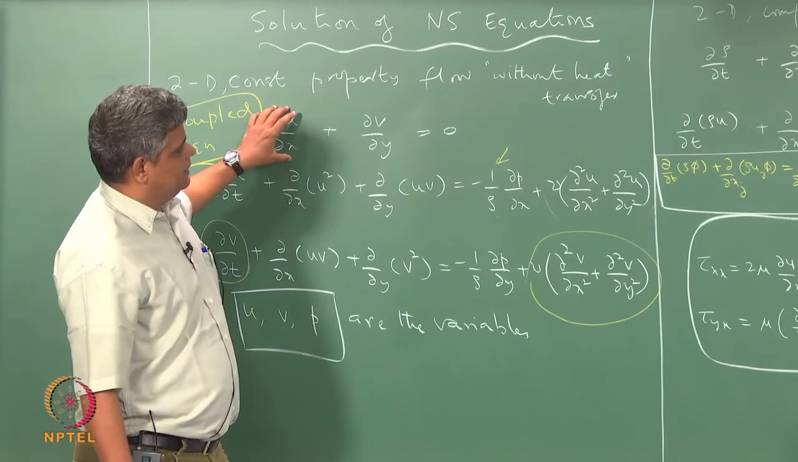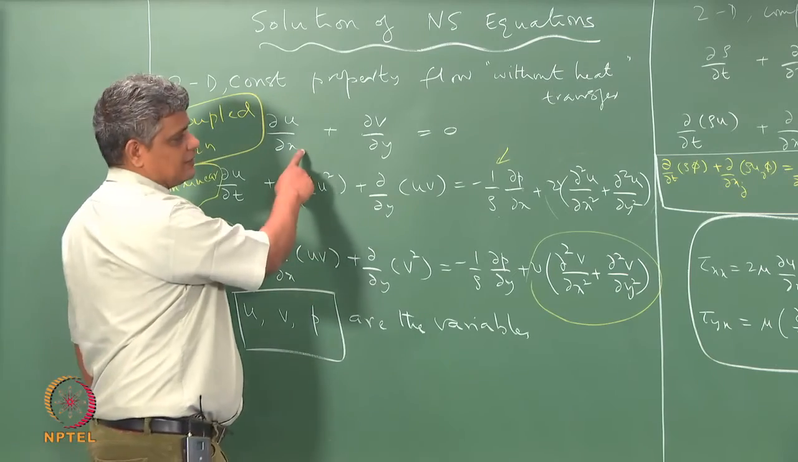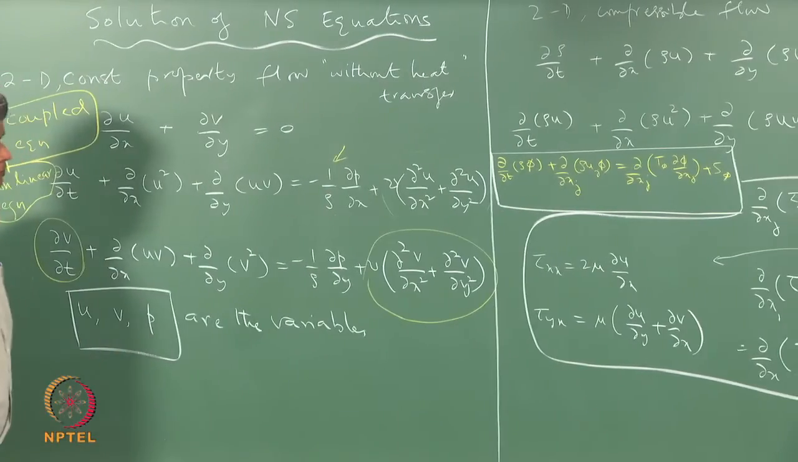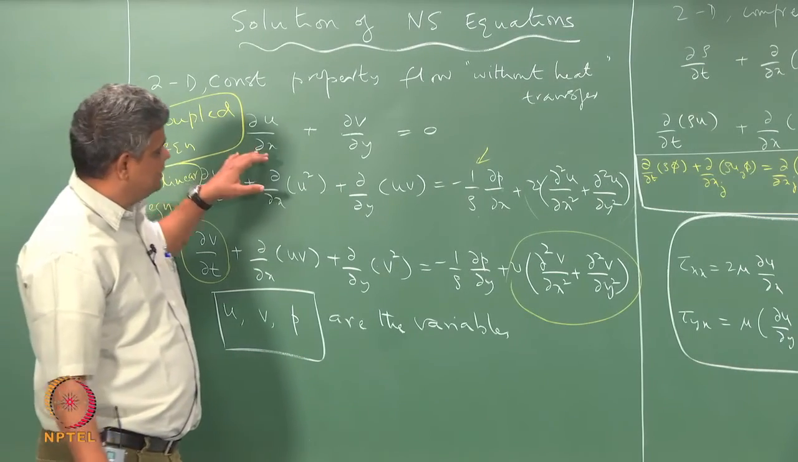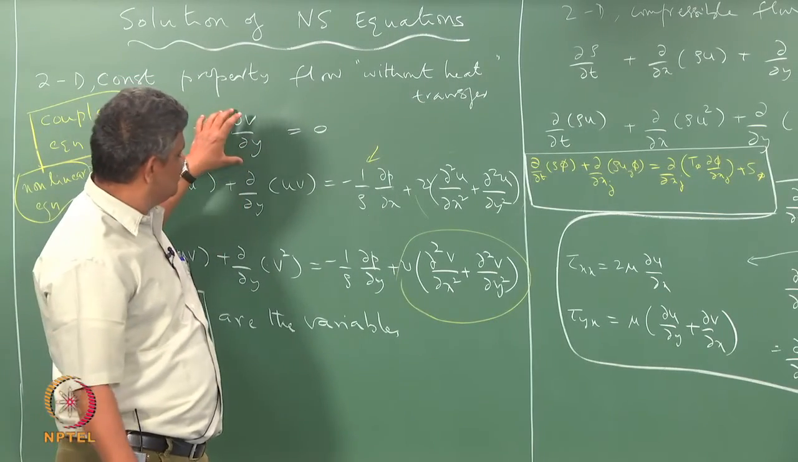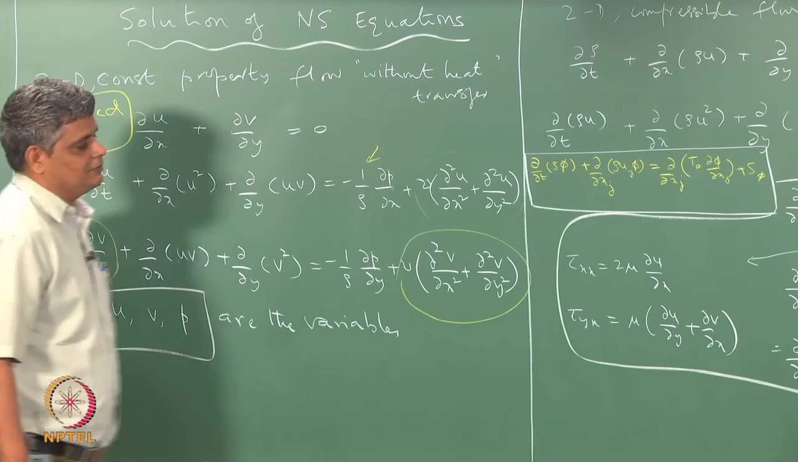Whereas if you consider the case of incompressible flow, this equation is not like this because there is no dou by dou t term. So in that sense, this equation and the corresponding quantity equation are different. This particular equation is not like the standard model equation.